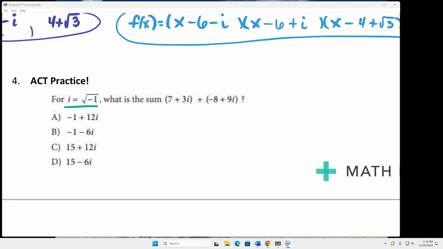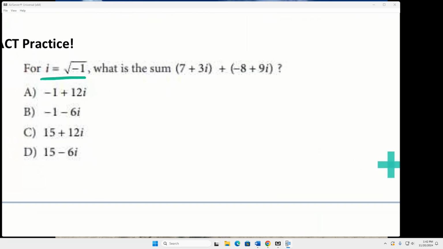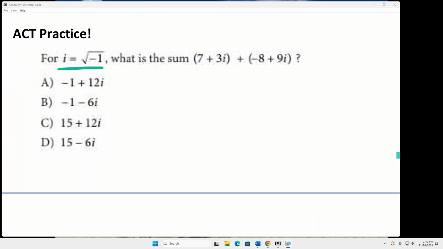So what do you think you do to add these 2 numbers together? Okay, you just add the like terms basically. You would just add 7 and negative 8. And then you would add 3i and 9i. And not knowing what i is, I think you might have figured that out on your own. Just think of it like an x, even though it's not. All right, what questions do you guys have?